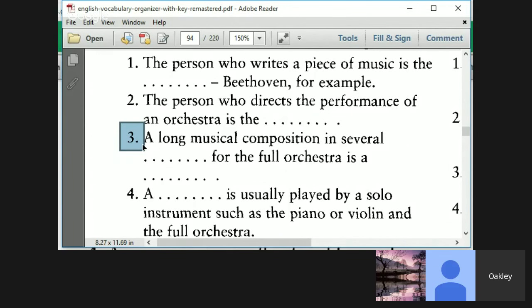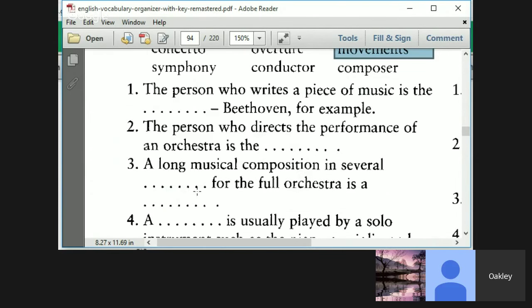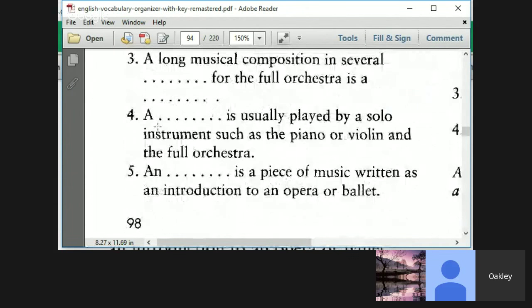Rodrigo, number three. A long musical composition in several movements. Okay. The full orchestra is a concerto. Very good. Oh, you know a little bit about music, don't you? A long musical composition, a big piece of music is made up of smaller movements. These are kind of like sections of the one song. As they all come together, concerto. Okay, very good.